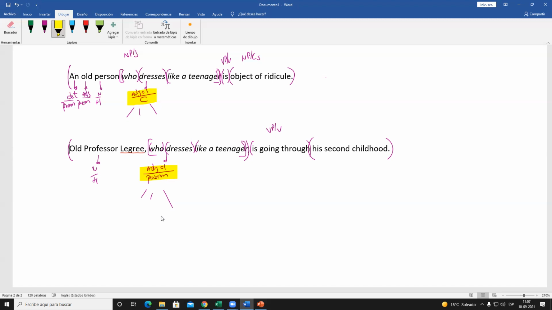El otro elemento importante es que en la segunda, si te das cuenta, la adjective clause está entre medio de comas. Ah, y en la primera no. Es verdad. ¿Qué significa que está entre medio de comas? Es que es un comentario. Extra information.